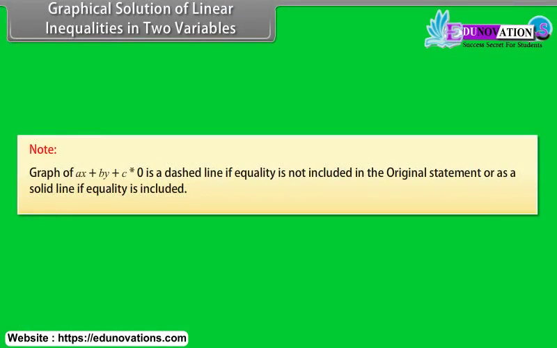Note, the graph of ax + by + c = 0 is a dashed line if equality is not included in the original statement, or a solid line if equality is included.